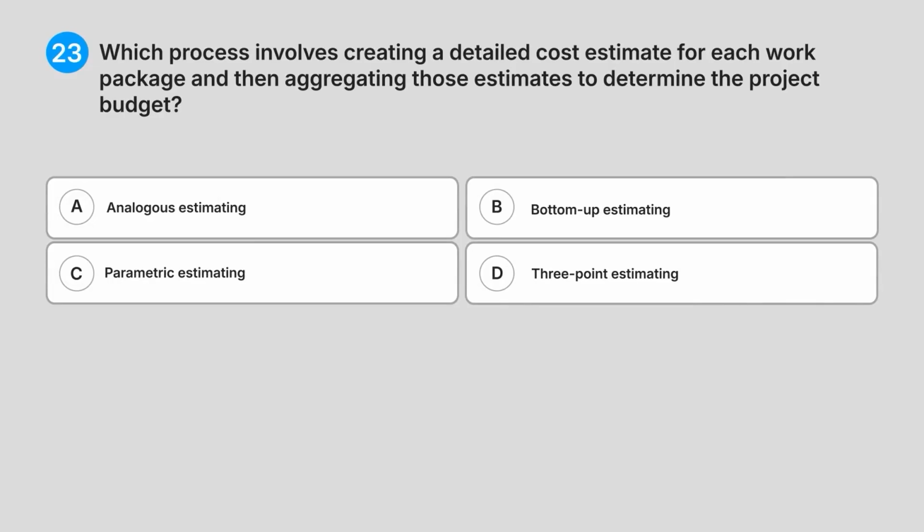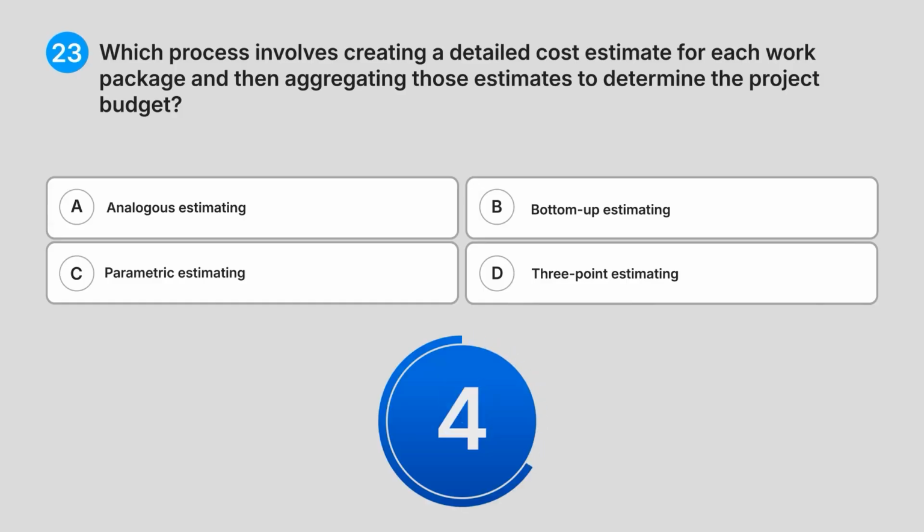23. Which process involves creating a detailed cost estimate for each work package and then aggregating those estimates to determine the project budget? A. Analogous estimating. B. Bottom-up estimating. C. Parametric estimating. D. 3-point estimating. What do you think is the answer?